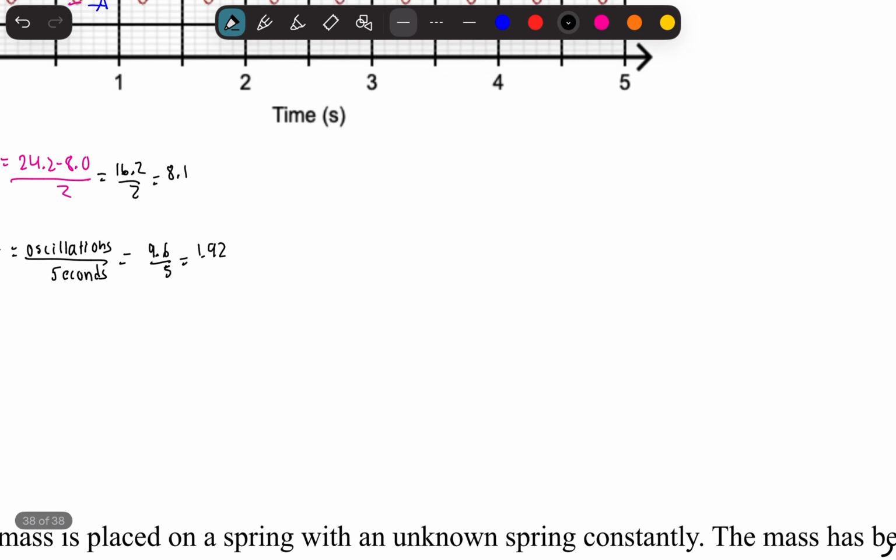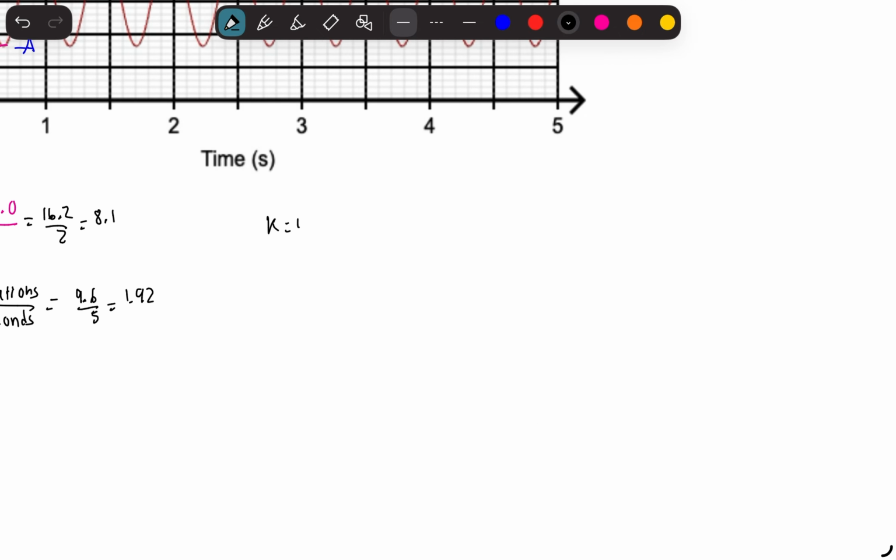Now you have to find the spring constant. k is equal to 4 pi squared m f squared. So you're going to have 4 pi squared times 0.093 times 1.92 squared. This is going to equal 13.6.